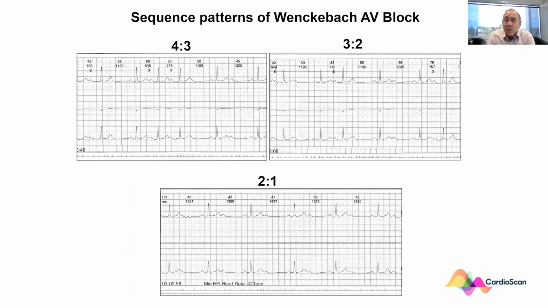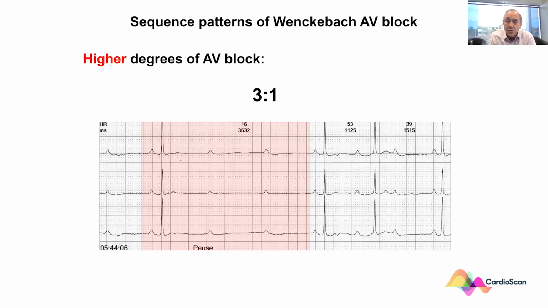The sequence patterns of Wenckebach AV block may be 4 to 3, as can be seen on the top left-hand corner. That means that there are 4 P waves for every 3 R waves in a sequence. Therefore, 3 to 2 means that there are 3 P waves and 2 QRSs, and 2 to 1 is 2 P waves to 1 QRS. We can have higher degrees of block, as shown here with a 3 to 1 AV block.